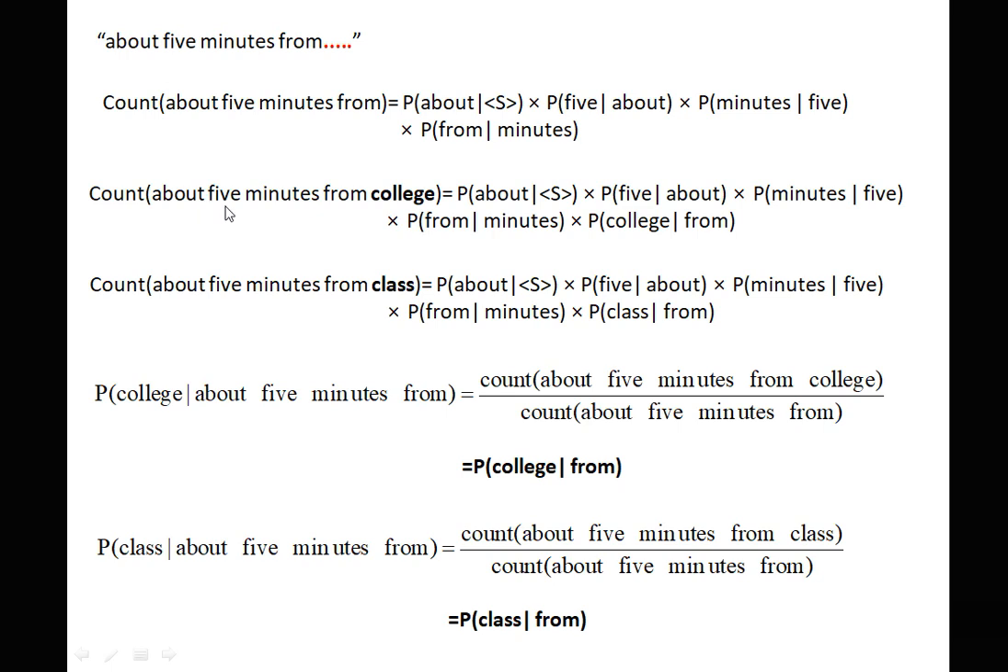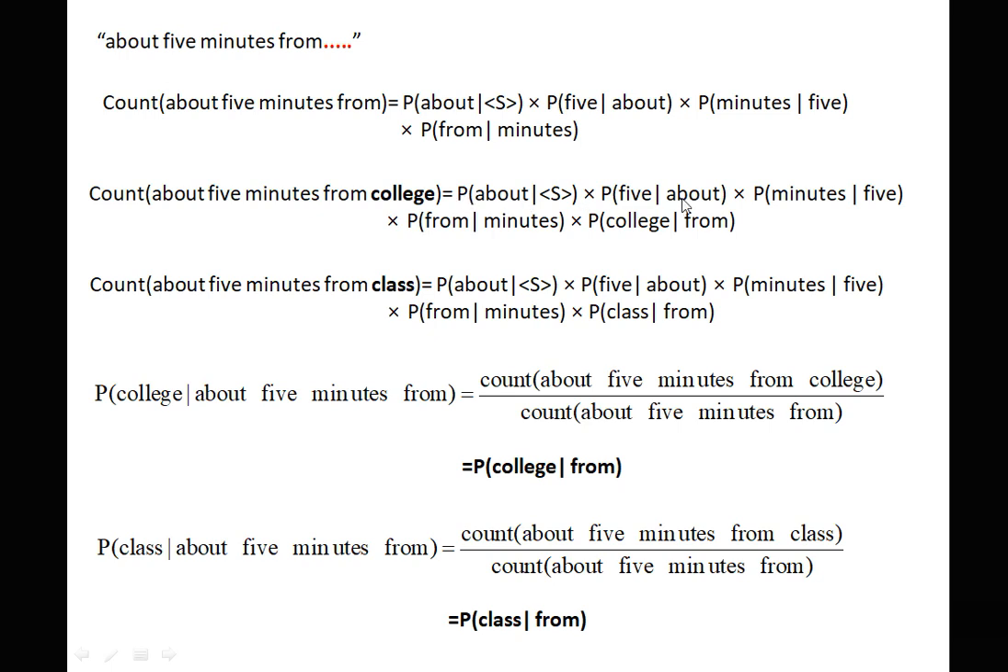In the numerator, we are going to consider two cases. One is college and the second is class. Now I will explain the equation for college. Similarly, we can write down the equation for the class. Above 5 minutes from college: probability of above given the start of the sentence, into probability of 5 given about, probability of minutes given 5, probability of from given minutes, and probability of college given from.